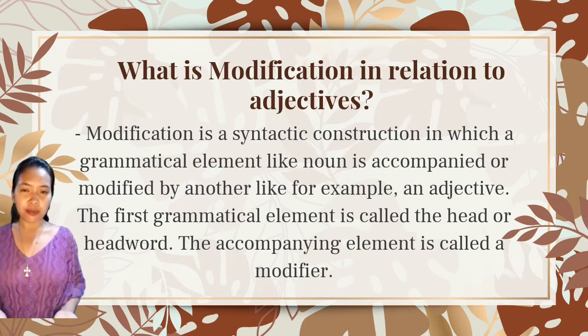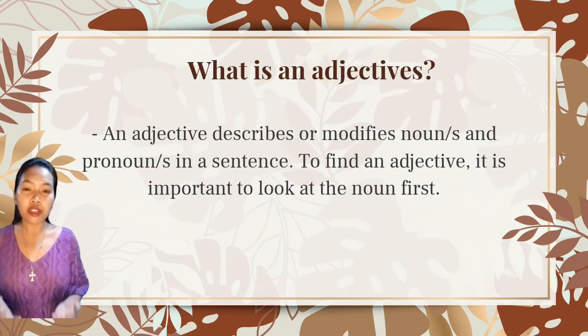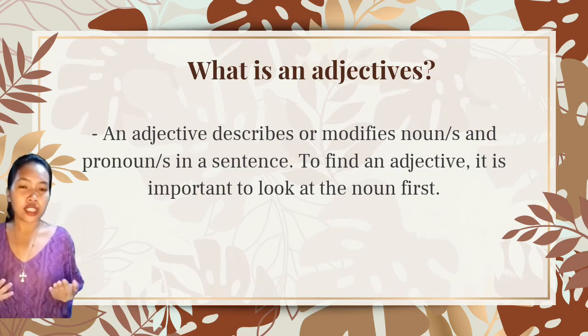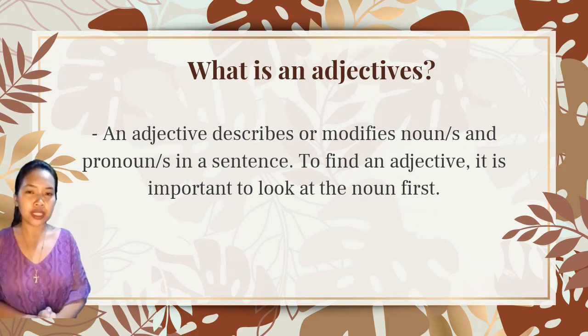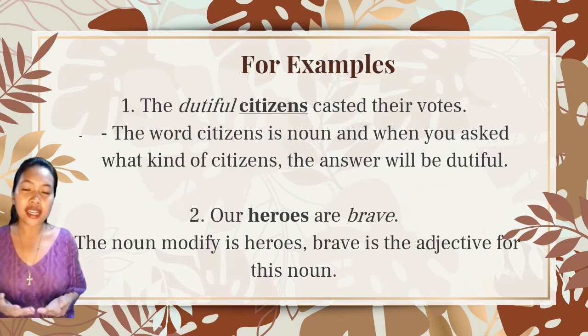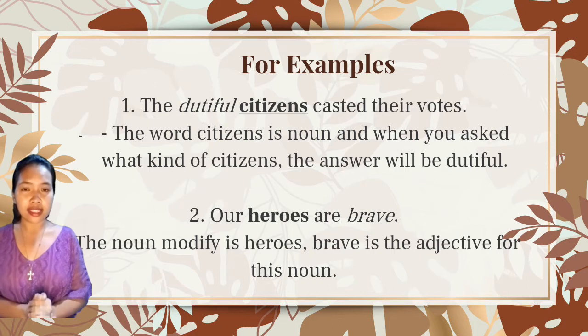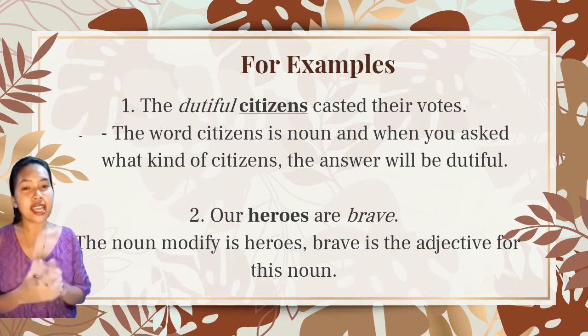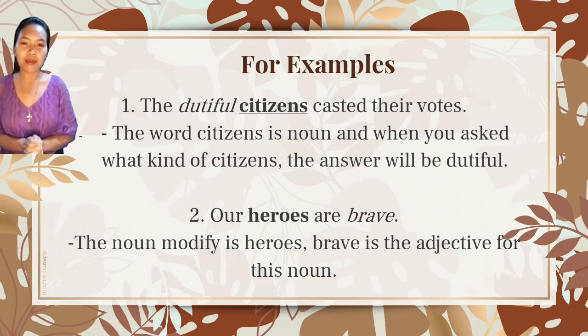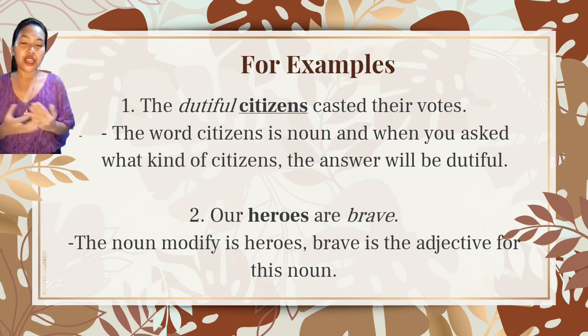What is an adjective? An adjective describes or modifies nouns and pronouns in a sentence. To find an adjective, it is important to look at the noun first. For example, the dutiful citizens casted their votes. In this sentence, the word citizens is the noun, and when you ask what kind of citizens, the answer will be dutiful. Another example, our heroes are brave. In this second example, the noun modified is heroes. Brave is the adjective for this noun.